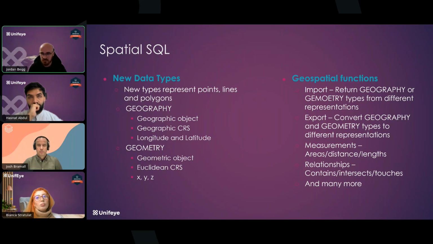So you can import and export. So like if you have a representation of a location, you can convert it to like a geography or geometry type and vice versa. And you can also take measurements, like how far away is this point from this polygon, and in relationships as well. So you see like contains there.